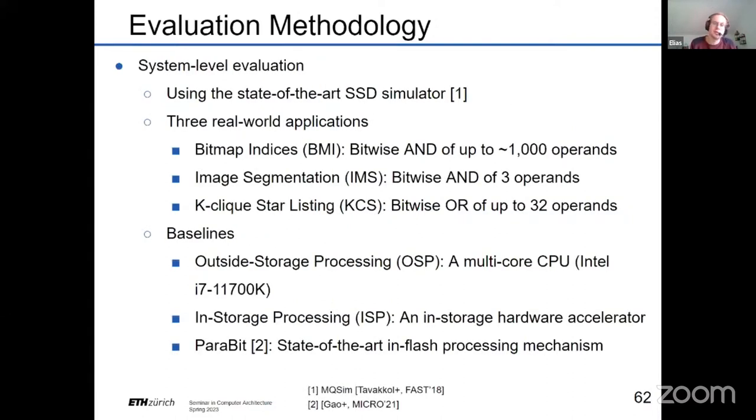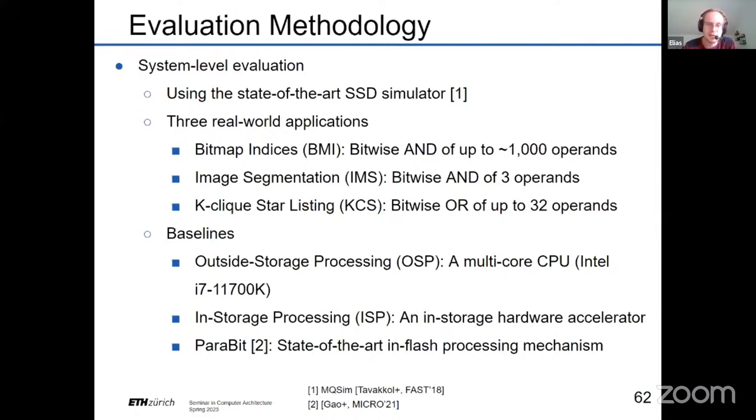Now to the system evaluation. They used a state-of-the-art SSD simulator. They used three real-world applications: bitmap indices, commonly used in databases, image segmentation, and k-clique star listing. If you have taken a class from Professor Wattenhofer, he will explain these clique star things to you. He's the guy for that stuff.